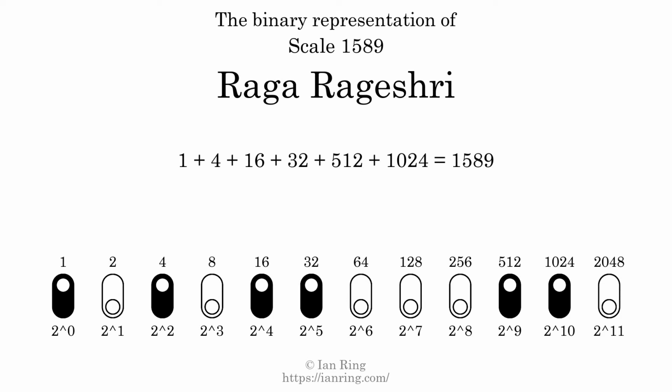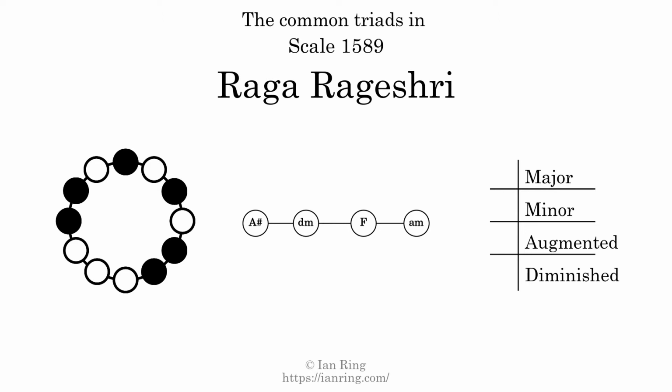1589. The scale number not only enumerates the scale with a unique index, but it also literally describes the tonal content of the scale. Represented as a binary number in base 2, the scale number is 0110001100101. Here are the common triads present in this scale.